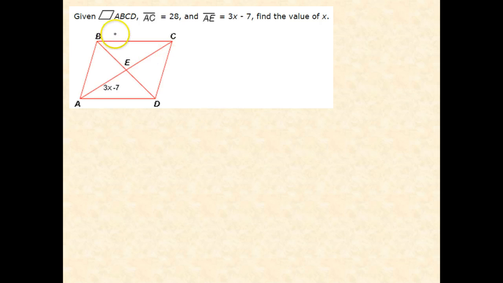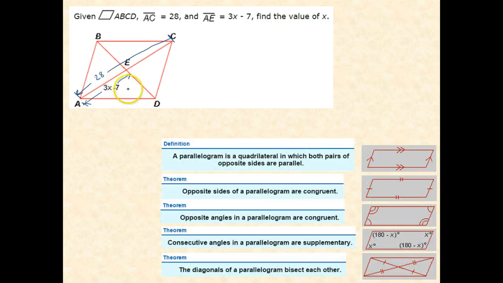Given parallelogram ABCD and AC equals 28, so from here all the way to here is 28, and AE is 3x minus 7, so AE is just from here to here. Find the value of x. Well, if I know that AE is 3x minus 7, what does that tell me about CE? Which theorem am I going to use?